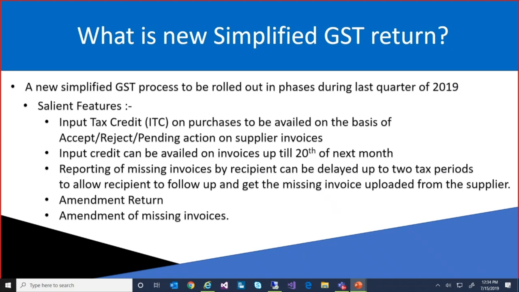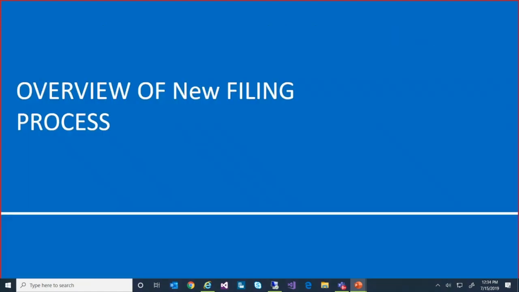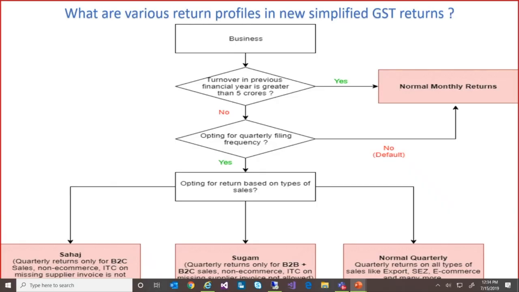Already introduced by the government, only the detailed formats are awaited from the government side. These 3 months will be the trial period, and one has to check those formats and provide feedback, and they can provide feedback to the government as well. So this will be the new filing process. This is a summarization of the process.